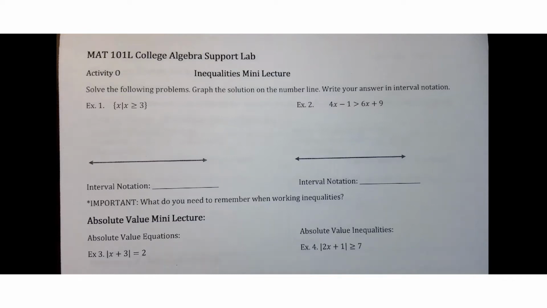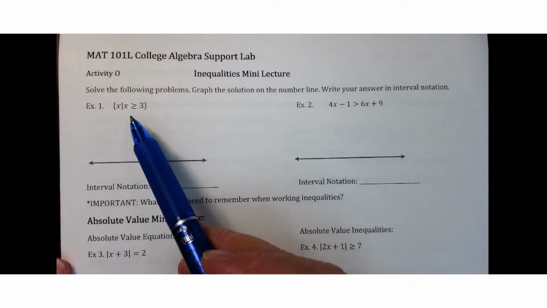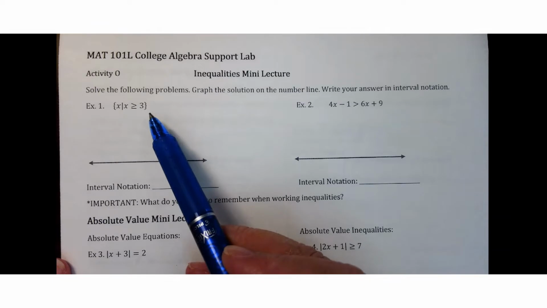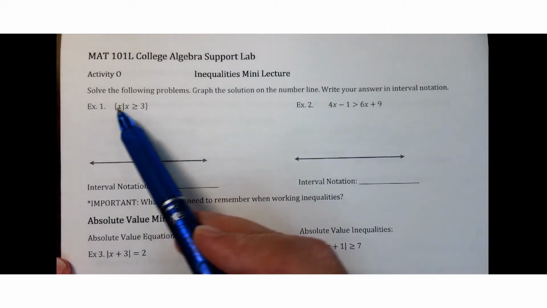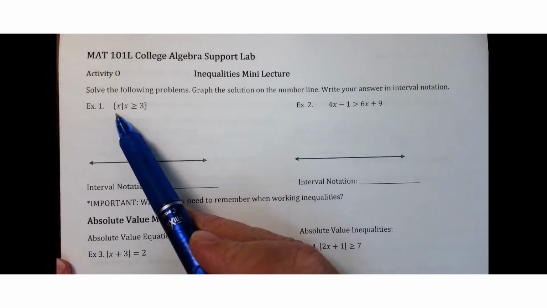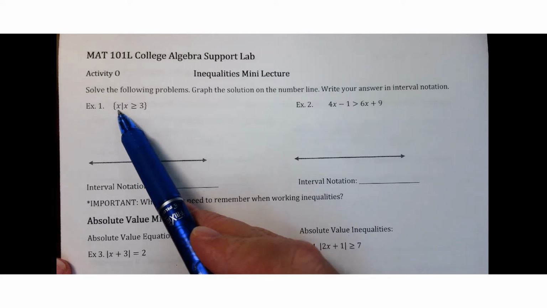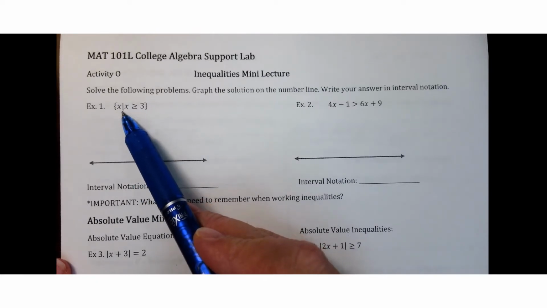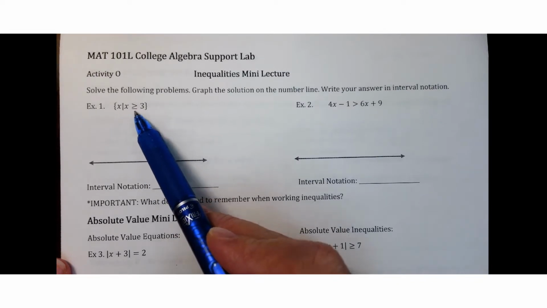Okay, this mini lecture is about solving and graphing inequalities and writing the answer in interval notation. So we're going to start with this first example here. This is called set notation. You see that this has the little braces, and that represents a set. And this is read, the set of all x's such that x is greater than or equal to 3.